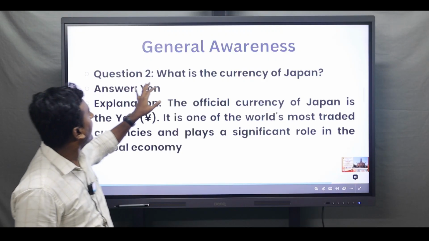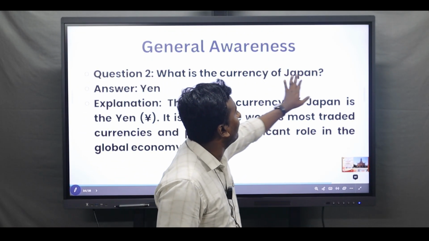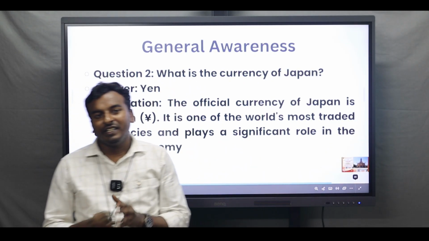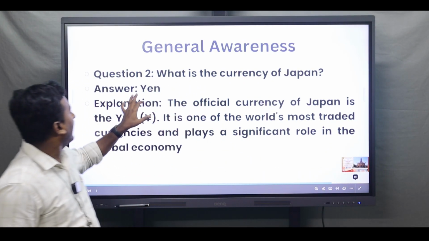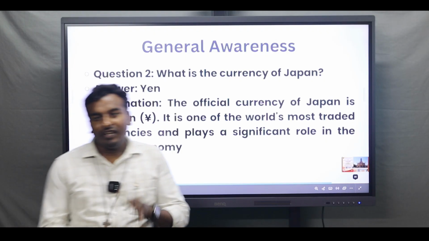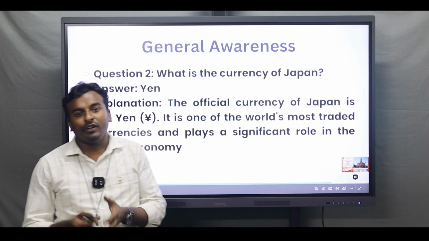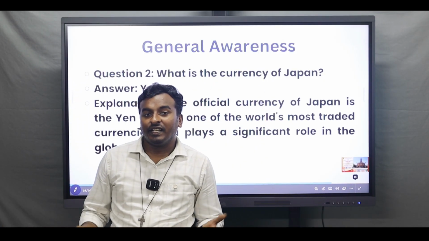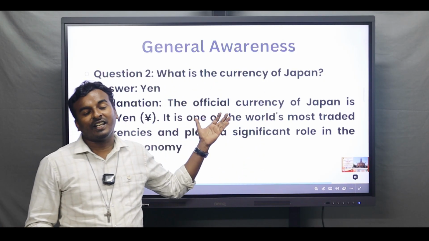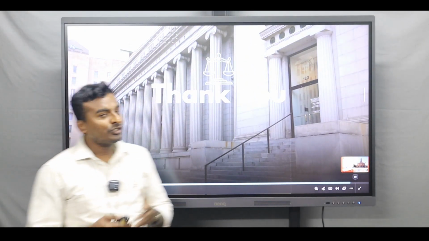Then question number 2 in general awareness. What is the currency of Japan? It is the easiest one. The currency of Japan is yen, Y-E-N. We have seen the different currencies, dollars and euro, everything is there, and the currency of Japan is yen. Indian currency is rupees. We need to be aware of this. So that is the general knowledge part.